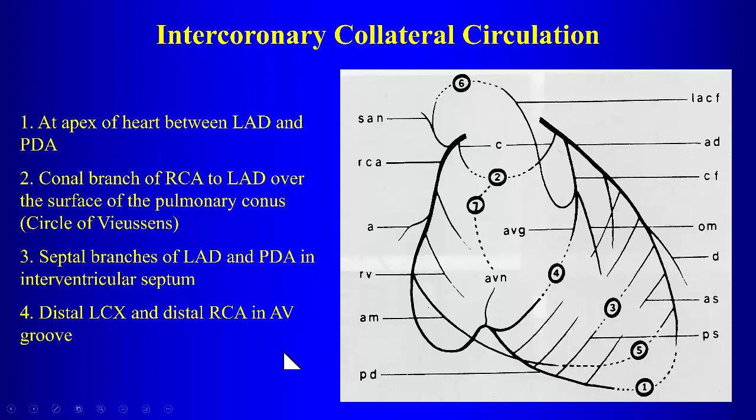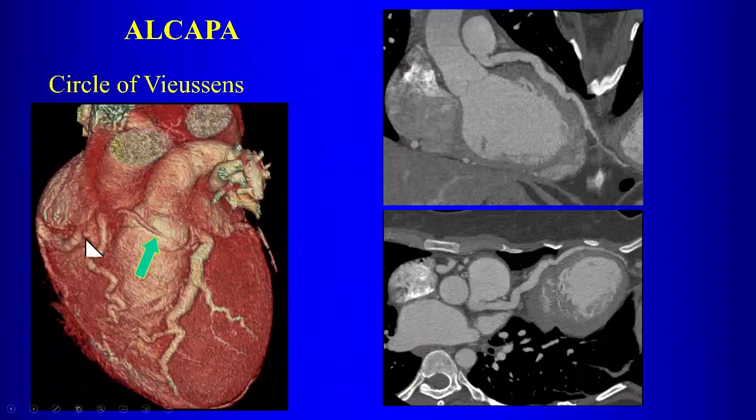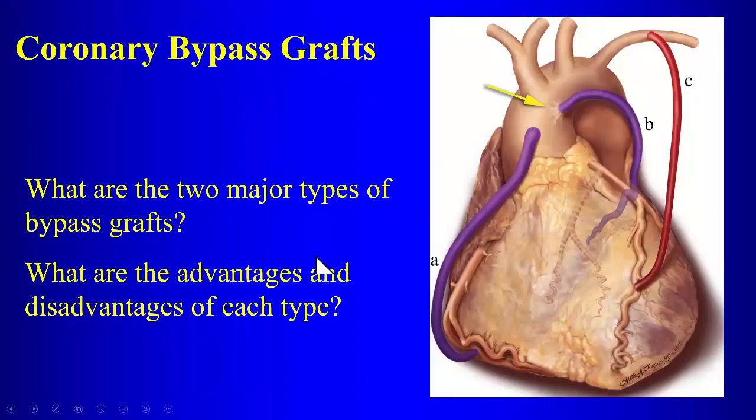So I've given you this diagram also that describes where you can have collateral flow, and it's where the arteries get close to each other, the different circulations. So you have the LAD here, you have the PDA there. So over the apex of the ventricle, you can develop collaterals. Through the interventricular septum, you can develop collaterals. Along the atrioventricular groove between the circumflex and the right coronary artery, you can develop collaterals. So those are just locations where collaterals form. And we talked about the circle of Vieussens in our case, the conus branch acting as a collateral to the LAD.